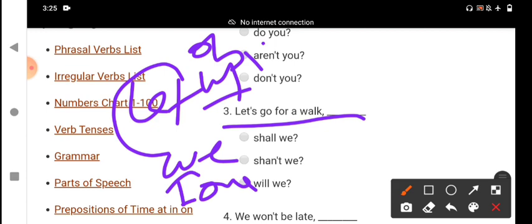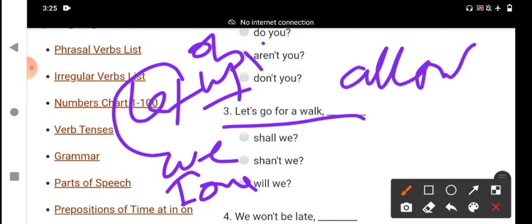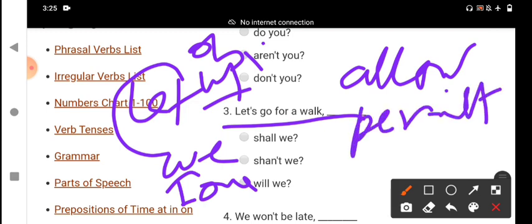Let's go for a walk. In language functions, it comes under suggestion. Let us go for a walk is a suggestion in language functions. Let means not to prevent or prohibit. What is the meaning? To allow to do work, to permit, to give permission. Let's go for a walk.